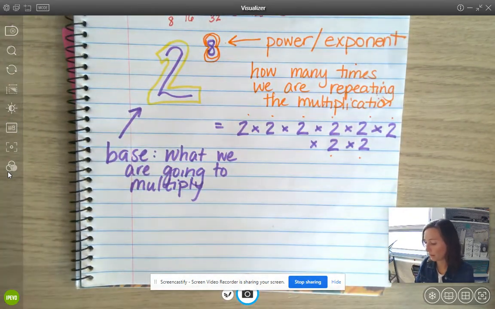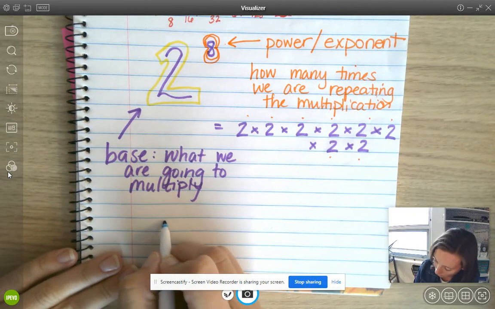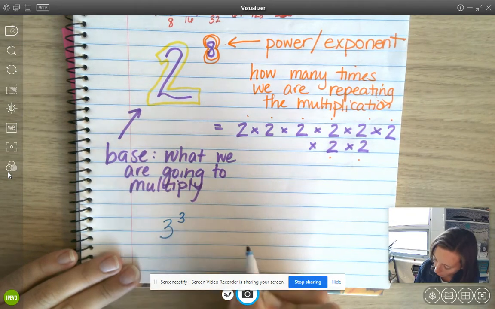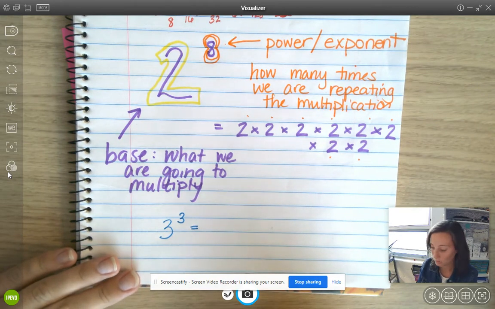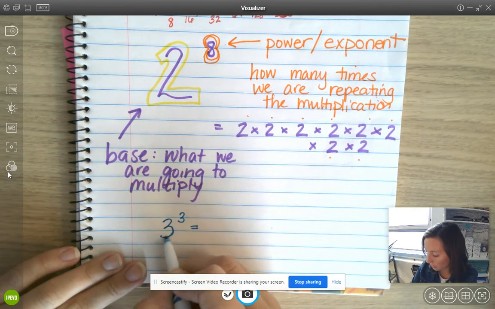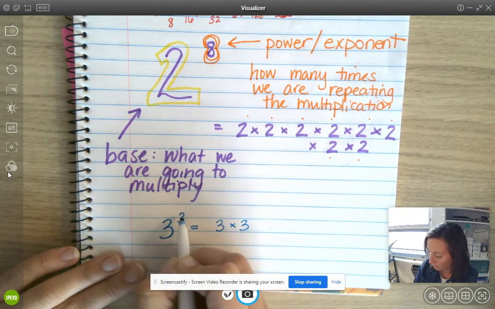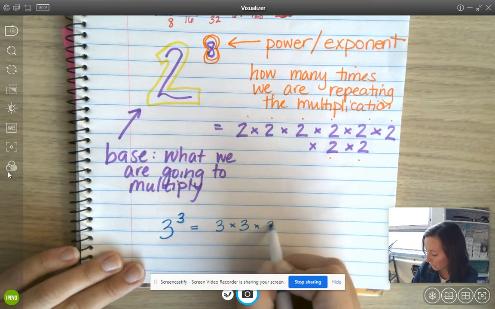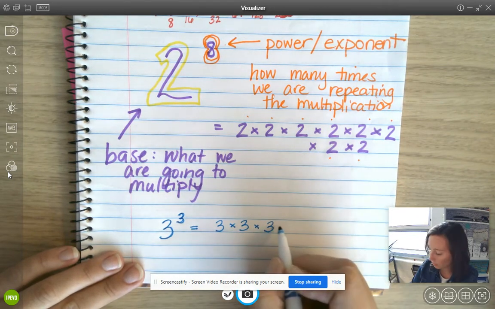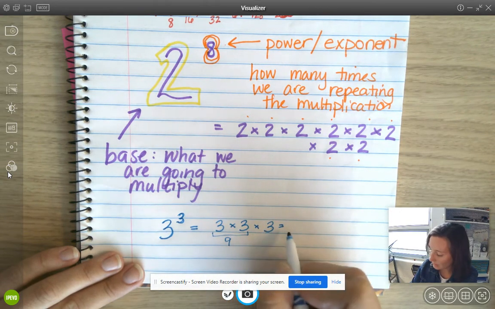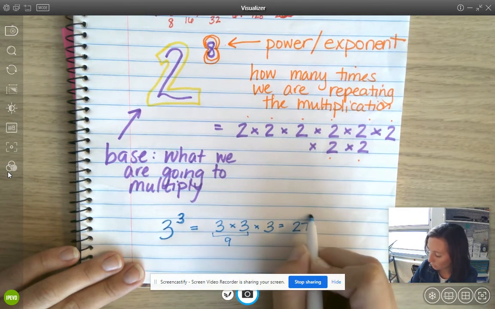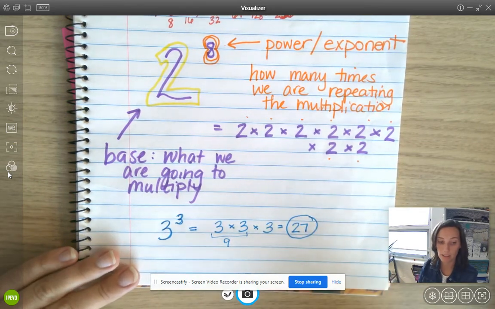Let's do another one for practice. How about 3 to the third power? What is it equal to? First, what problem is it equal to? It's equal to 3, our base, times itself 3 times. 3 times 3 times 3. Now when I go to solve that, I know that 3 times 3 is 9, and I know 9 times 3 is 27. So 3 to the third power is 27.